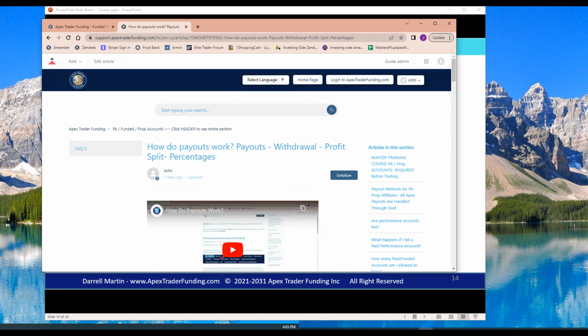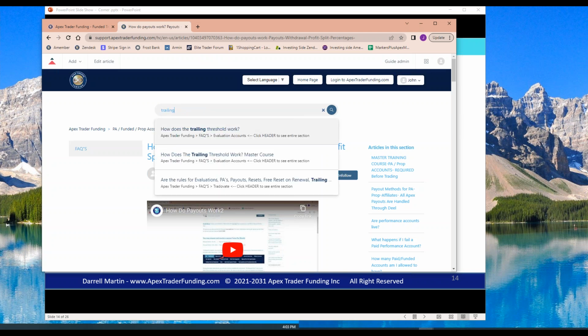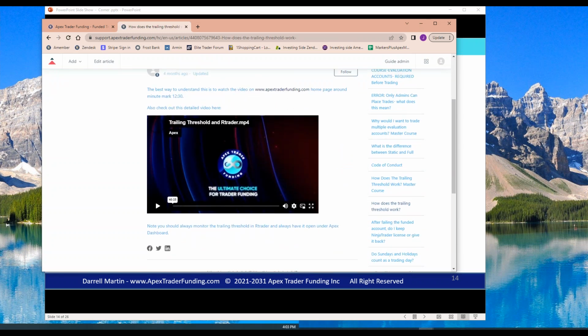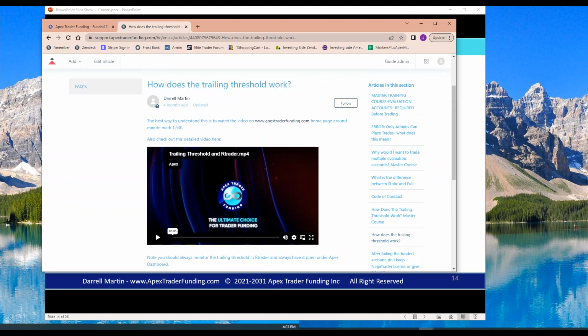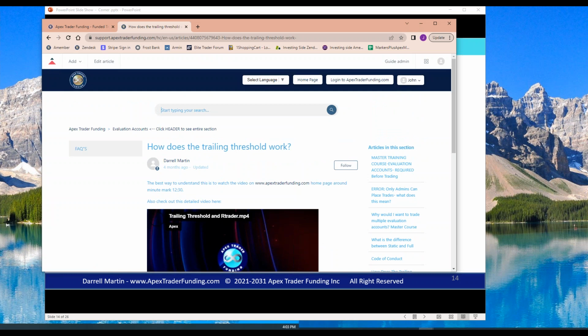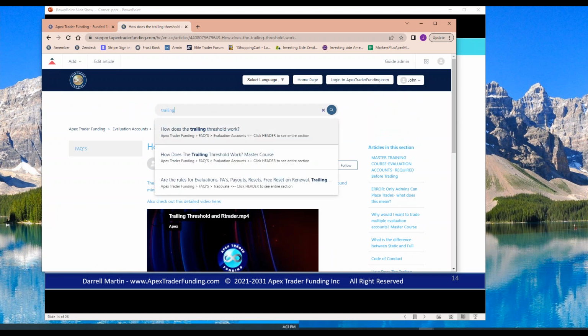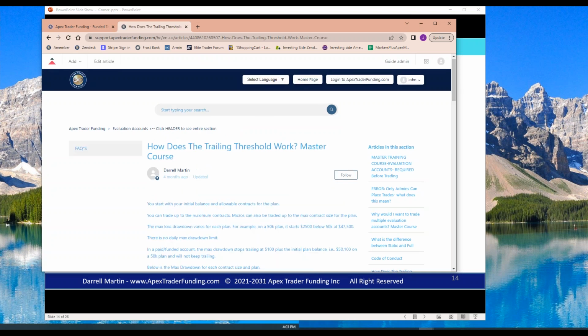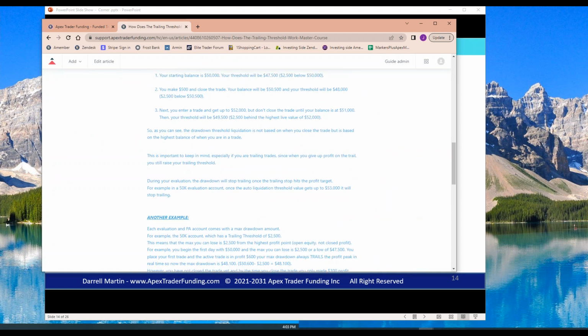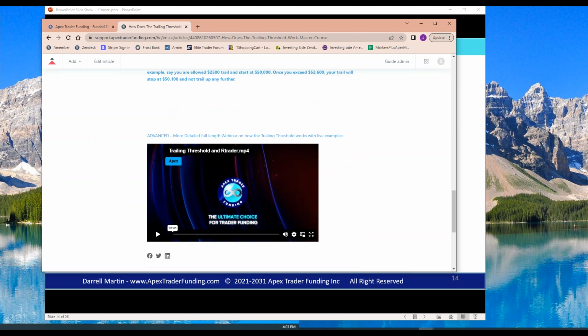Some of you are asking about, hey, what does this mean, this trailing threshold stop? How does that work? How does the trailing stop work? Right there. Type in trailing, pops up. How does trailing stop work? I literally go through it right here for you. And there's a video about it. Actually, there's more than one area. Right here, I walk through and I explain how the threshold works. I give you examples of how it works. I give you another example of how it works. And then I made a video about it.